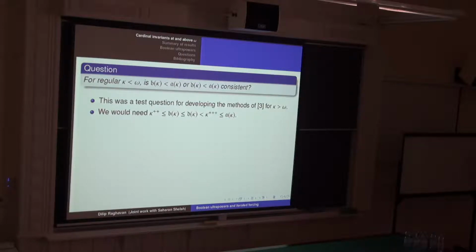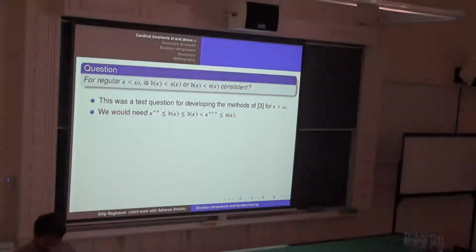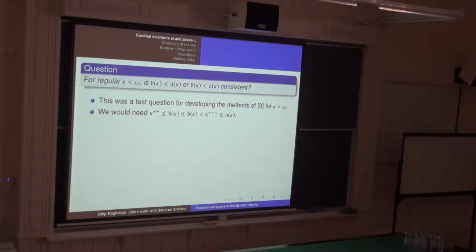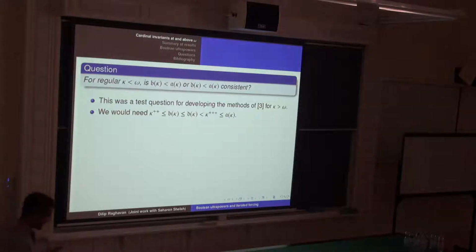Okay, on the other hand, this was a motivating question. Can you take this machinery that Shelah had in his work on the consistency of D less than A, and lift it up to higher kappa? So can you prove the consistency of D kappa less than A kappa or B kappa less than A kappa for uncountable regular kappa? Oh, yeah, this inequality should be the other way around. Kappa should be bigger than omega.